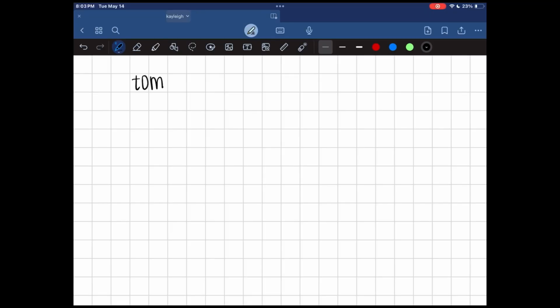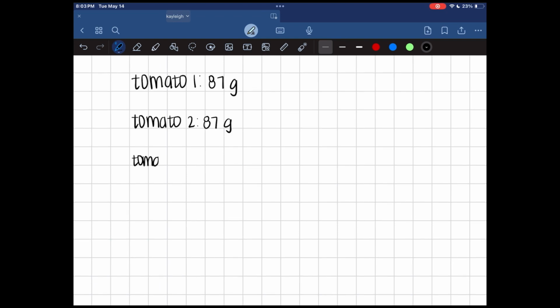Now here I'm writing down the weights of all the tomatoes. Tomato 1 was 87 grams. Tomato 2 was also 87 grams. Tomato 3 was 89 grams. And tomato 4 was 71 grams. Sorry, guys.